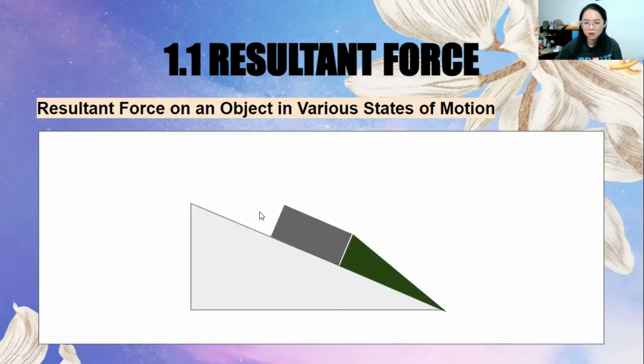Now what if I have an object? The gray one is an object and this is a wedge. I put it here so that it will not slip down the slant. How are you going to label it? First, it is still stationary, which means the box is fixed on it. How are you going to label the forces? First, I have a reaction. Like I said, the reaction is the normal reaction, perpendicular to the plane.